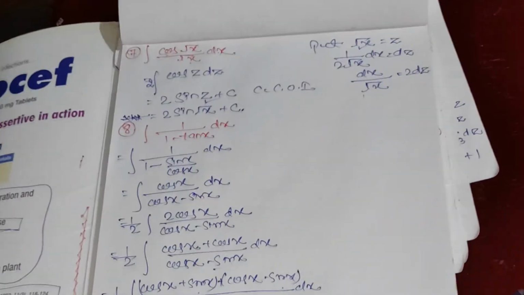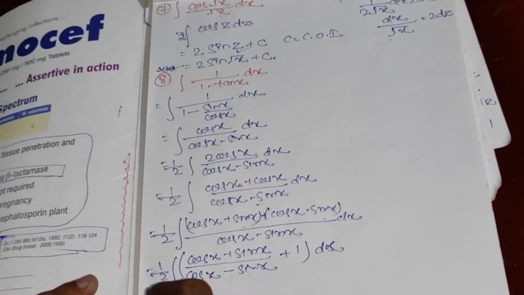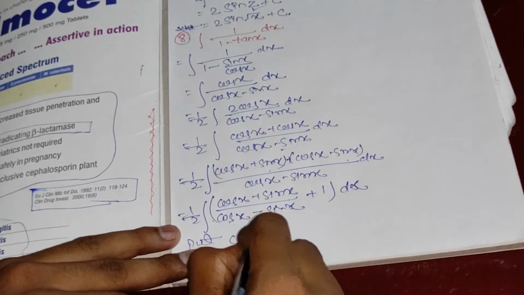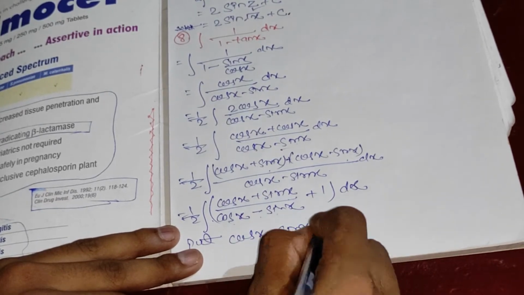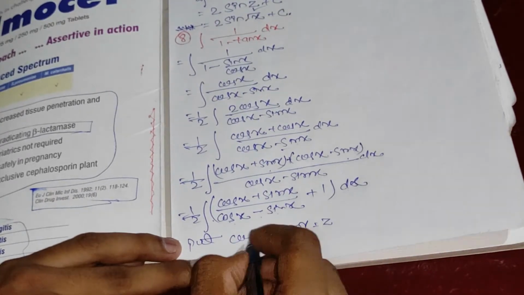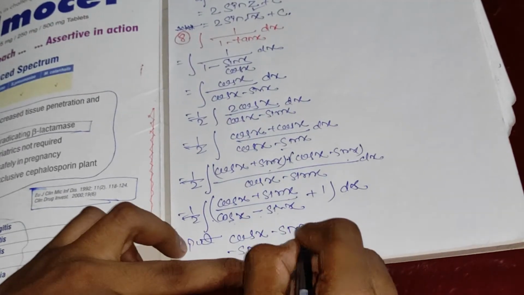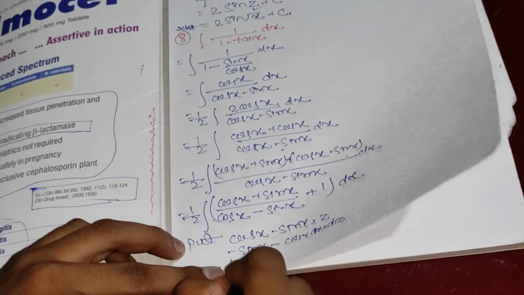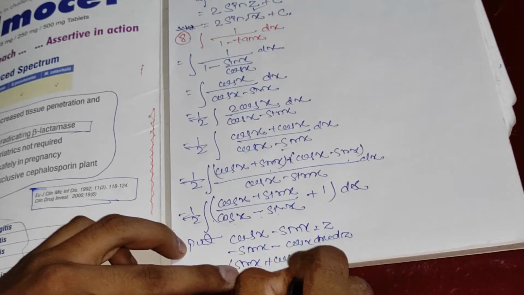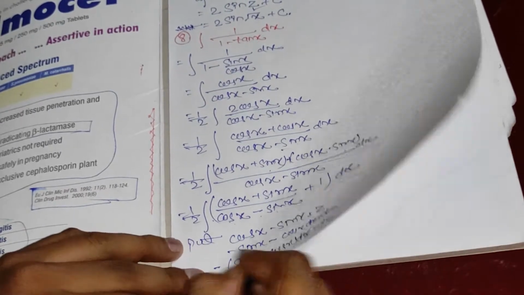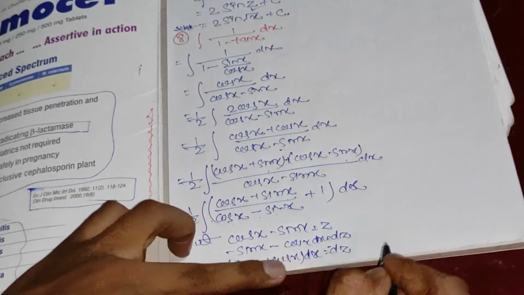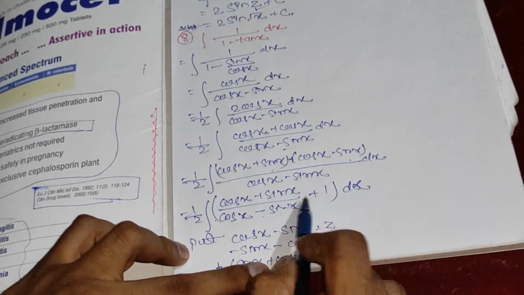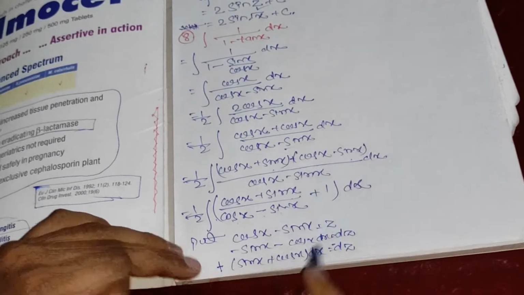Are you getting my point? Now the method of substitution comes into existence. We will put cos x minus sin x equal to z. Differentiation of cos x is minus sin x, and minus of sin x is cos x, so (minus sin x minus cos x) dx equals dz. Taking the minus out, it becomes (sin x plus cos x) dx equal to minus dz. So we can write sin x plus cos x dx equal to minus dz.